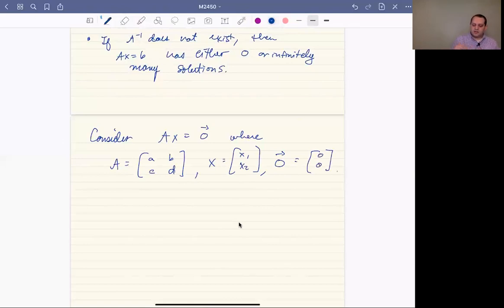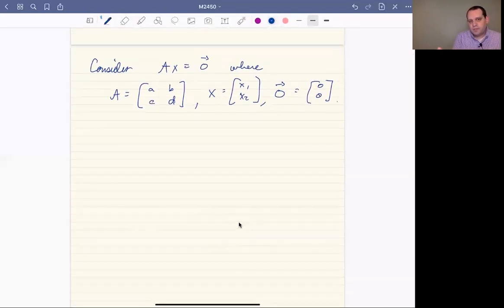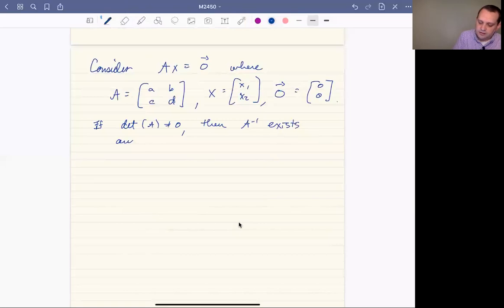And now, I really just want to apply what we just said to this situation. We know that if the determinant of A is not 0, then A inverse exists, and that means that AX equals 0 has a unique solution.